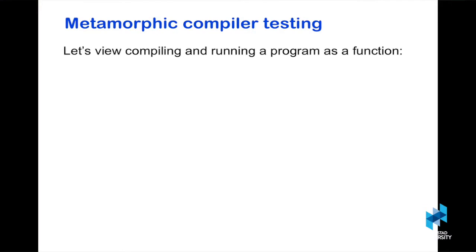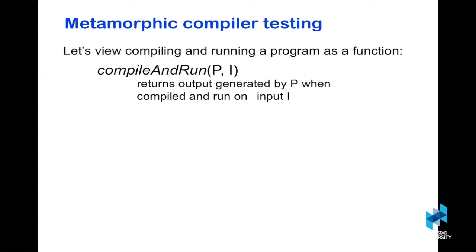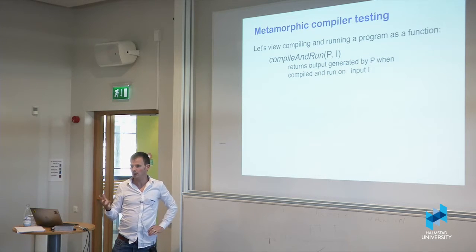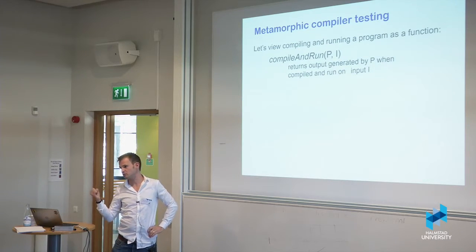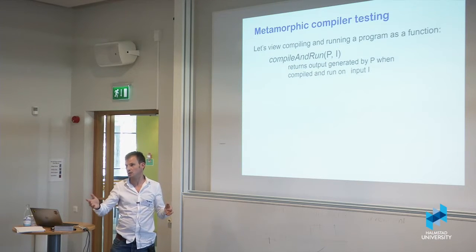So let's view compiling and running a program as a really nice function called compile and run. Compile and run is a two-input function. It takes a program and an input. It compiles the program, returning the error message if the compilation fails. Otherwise, it runs the program and returns the program's output as a string. So it's a function from program and input to string.